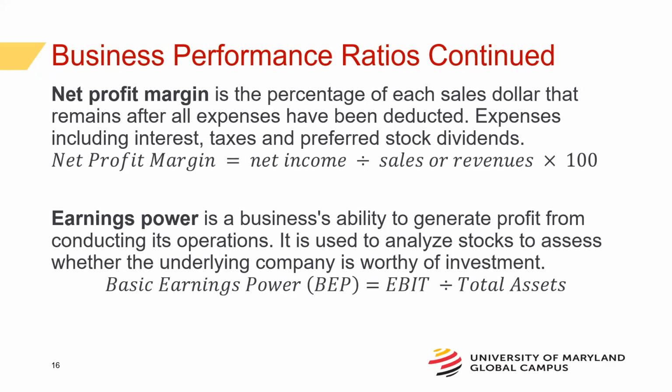To calculate earnings power, we take our earnings before interest and taxes, also known as EBIT. That line item is found on our income statement. We divide that by the total assets, which is found on our balance sheet. So earnings before interest and taxes, found on our income statement, divided by total assets, found on our balance sheet.